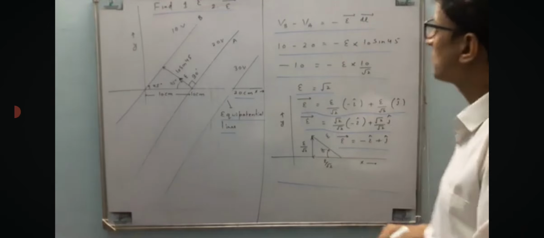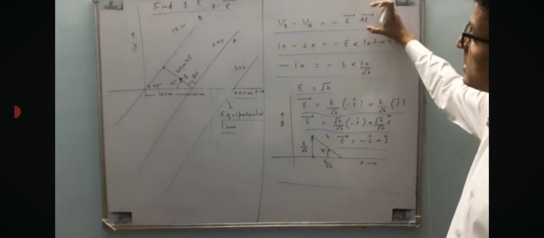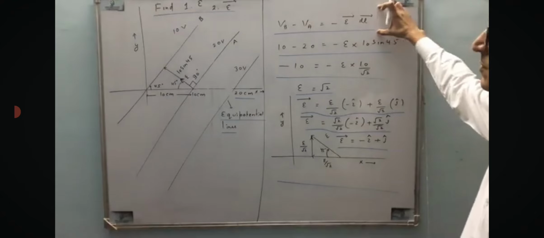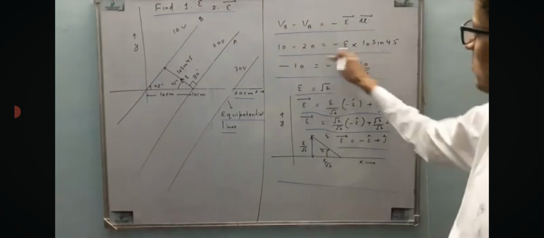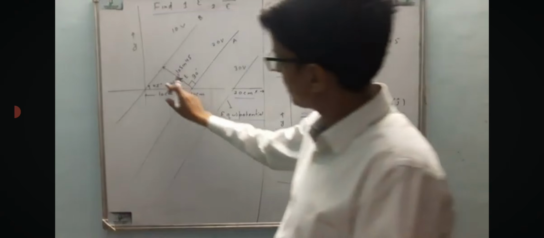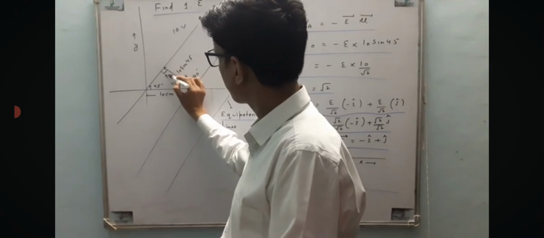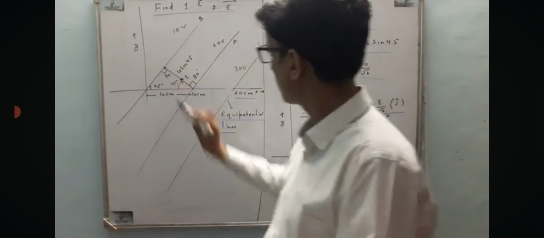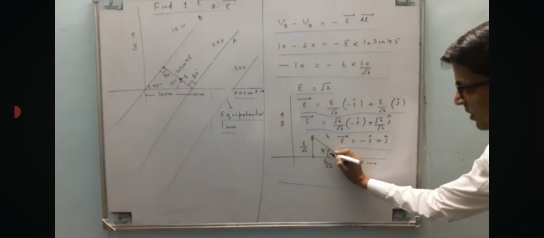We know that the difference between potentials is related to the vector dl and vector E as Vb minus Va is minus of E dot dl. So let us suppose this point is B and this point is A. Substituting the values, we have E is equal to root 2. Now if this angle is 45, this angle is 90, so this angle will also be 90. That means this angle will be 45. So that means the electric field makes an angle of 45 degrees with the x-axis.